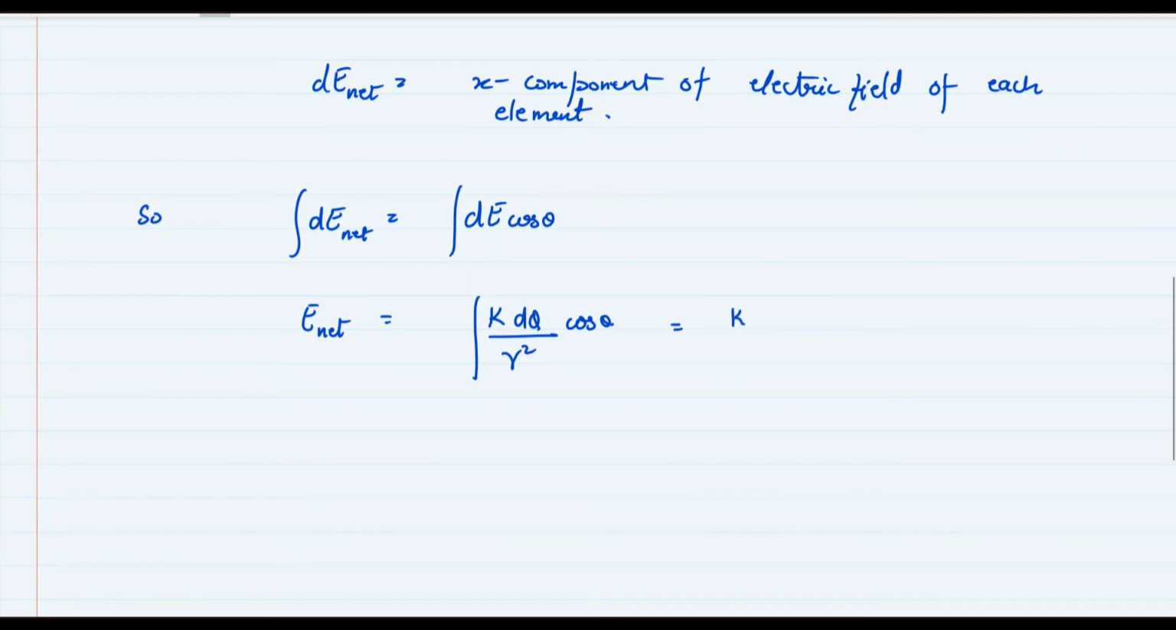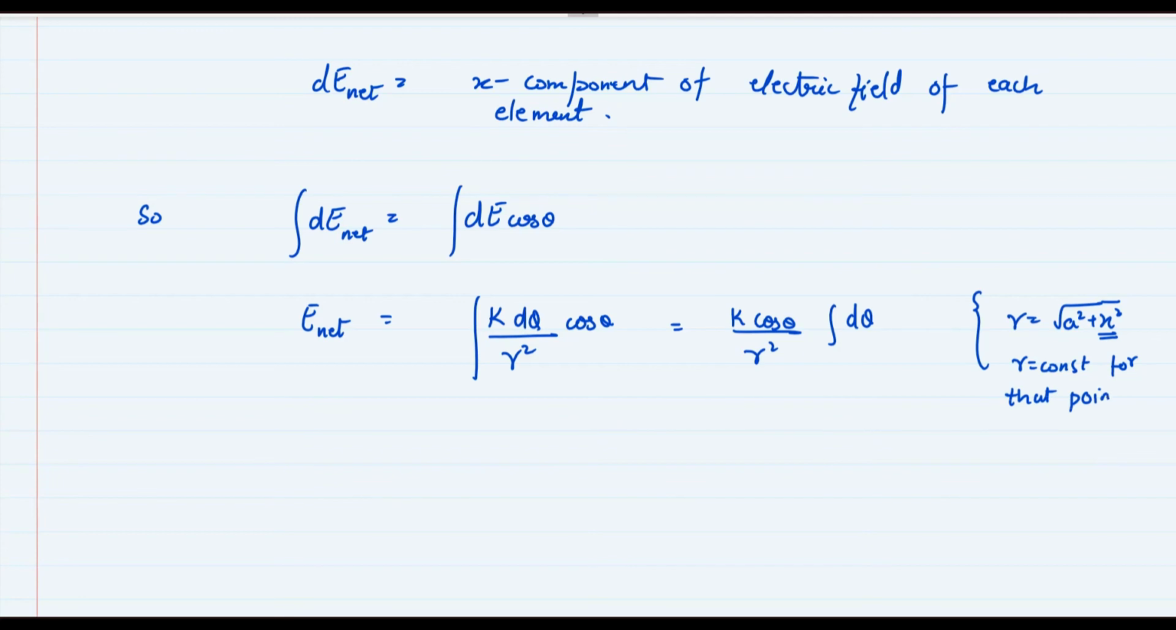So we will get k cos theta upon r square, integration of dq. Once again, why is r a constant? r is nothing but root over a square plus x square. Since you have chosen the point, the distance x from the center that you have chosen will become a constant, and a is already a constant. Therefore r will be constant for that particular point for which we are integrating the electric field due to various point charges.